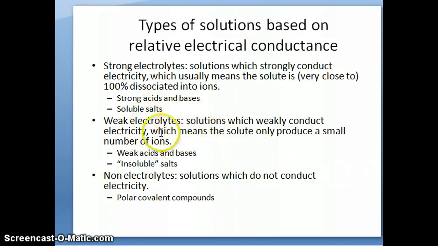So the type of compounds that belong in this weak electrolyte category are weak acids and bases, and things we call insoluble salts, which I put in quotation marks because a lot of times these salts are a little bit soluble, and that's why they can conduct electricity. They are soluble a little bit, but in comparison to something like sodium chloride, these salts are pretty much insoluble. Only a small portion of it is soluble.